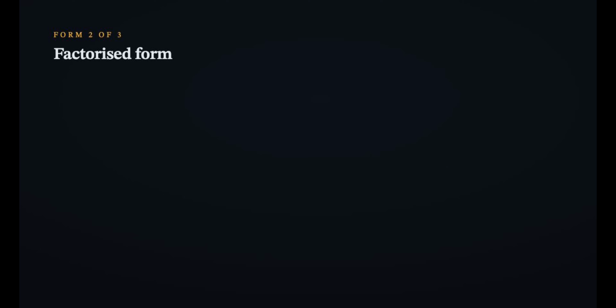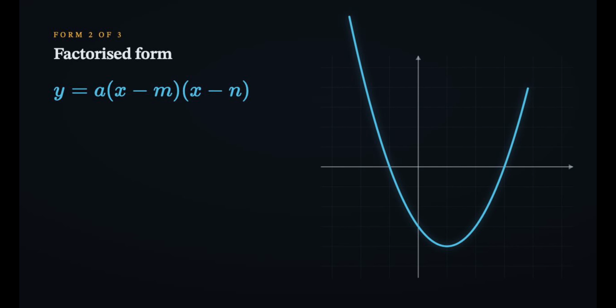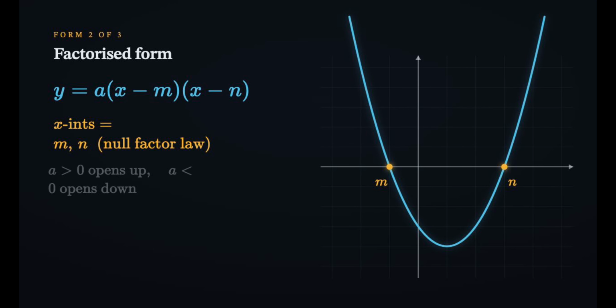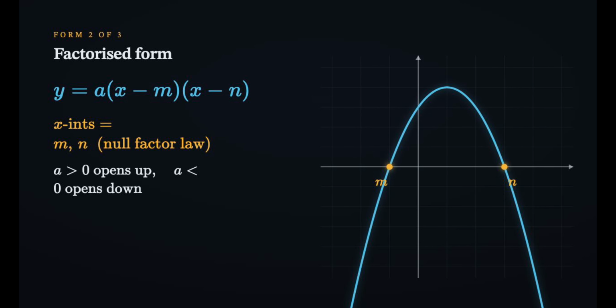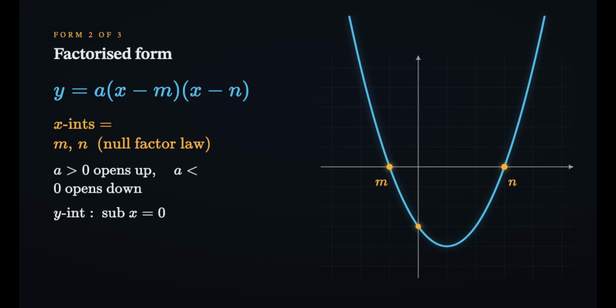The second form is the factorized form, y equals a(x minus m)(x minus n). From this we can find the x-intercepts with the null factor law, that is, they are m and n. If a is positive, the parabola opens upward, and if a is negative, the parabola opens downward. If you want the y-intercept, substitute x equals 0 and compute. And if you want the vertex, find the average of the x-intercepts to get the x value and sub that into the equation to get the y value.